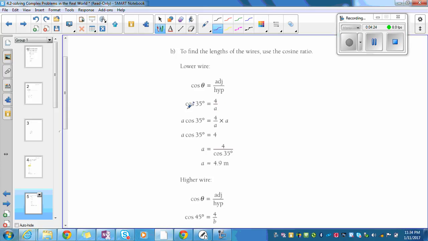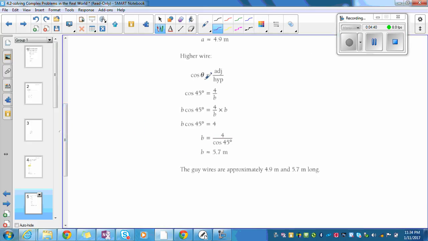So you'll see we just did the calculations here. Cos of 35 over 1. We cross multiply, we get 4 is equal to A times the cos of 35, and we'd have to divide by the cos of 35. So the one guy wire is 4.9 meters, and the other guy wire is cos of 45 equals 4 over B. We get rid of our B, divide by the cos of 45, is 5.7 meters. Okay, so the two guy wires are 4.9 and 5.7.